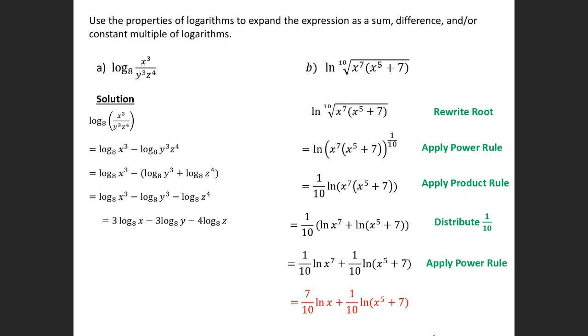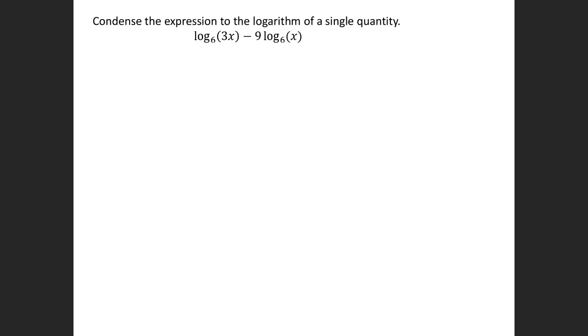So why is all this even important? Why are we doing this? Really, the main purpose is to be able to solve an equation, and you'll see that in a little bit. Okay, so earlier we were expanding, now we're condensing. Condensing means instead of having multiple logarithms, we want to have just one logarithm. So you want to find a way to combine these logarithms.